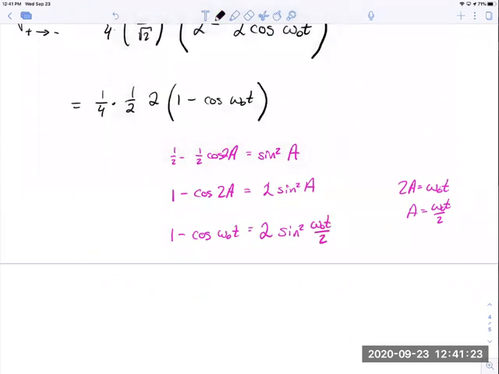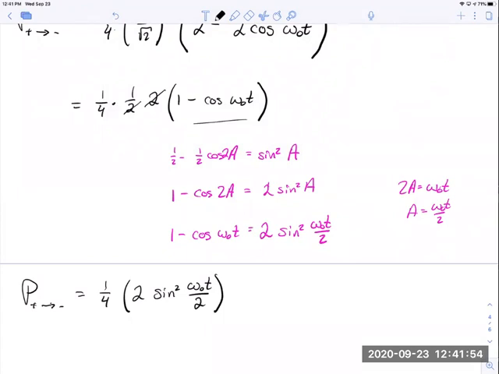So remember, again, I'm looking up trig identities. I didn't memorize all of these trig identities. I just know that they're there. So these 2 cancel, and I am left with 1/4 times, now plugging in for the trig identity here, 2 times the sine squared of omega naught t over 2. Okay, that's nice.